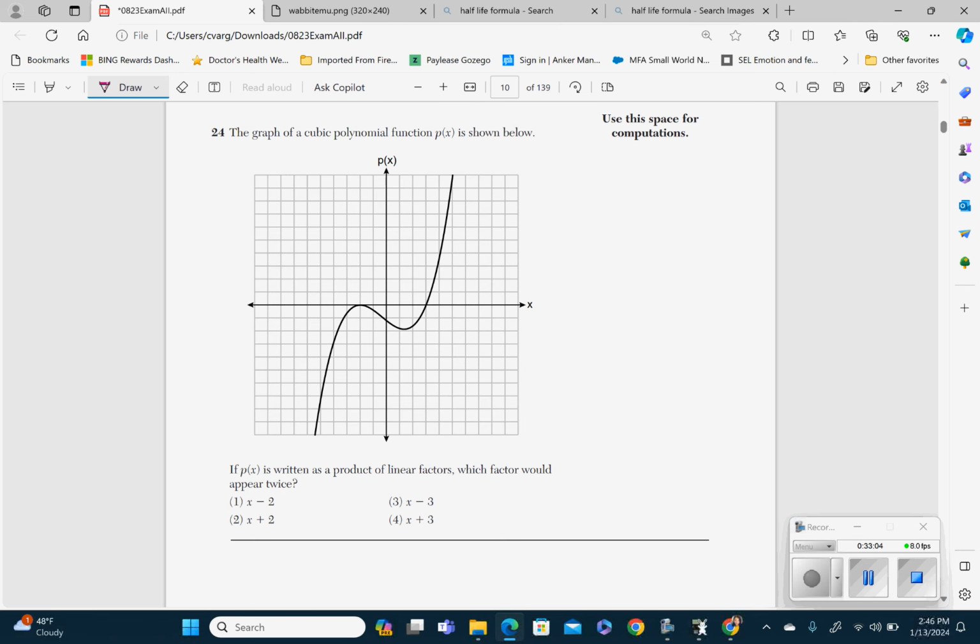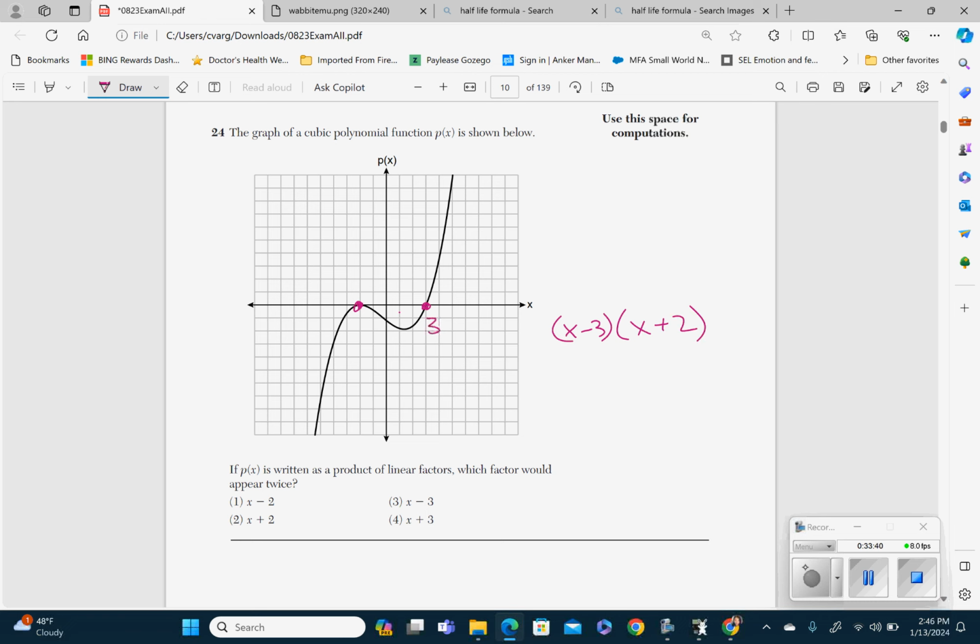P of x is written as a product of linear factors, which factor would appear twice. Okay, so this one I do want you to get. So this one is a factor, right? So 1, 2, 3. This is 3, which means that if I have my function, I'm going to switch the sign. So the opposite of positive 3 is negative 3, so I have to flip it. This one right here is also a factor, right? To 0. So this is x minus 2, right? Which if I switch the minus 2, that's going to be x plus 2.